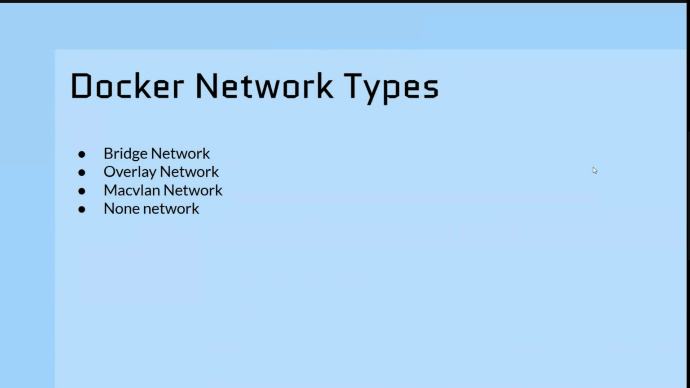Let's start with the none network type. It provides a completely isolated environment for a container with no network connectivity. This disables any external or internal communication, making it ideal for tasks that don't require networking, like running secure, standalone batch jobs or testing applications in isolation.